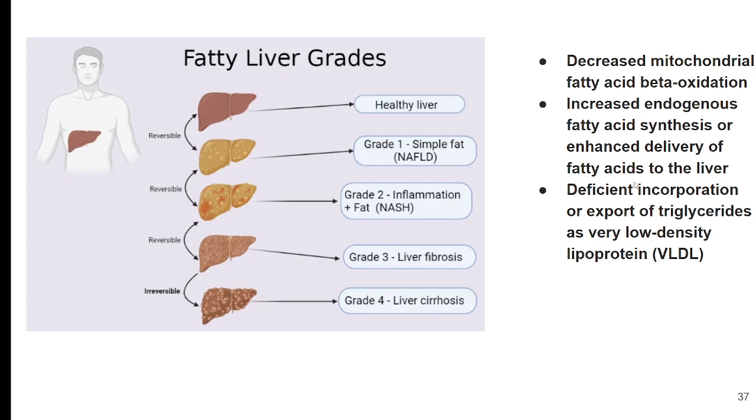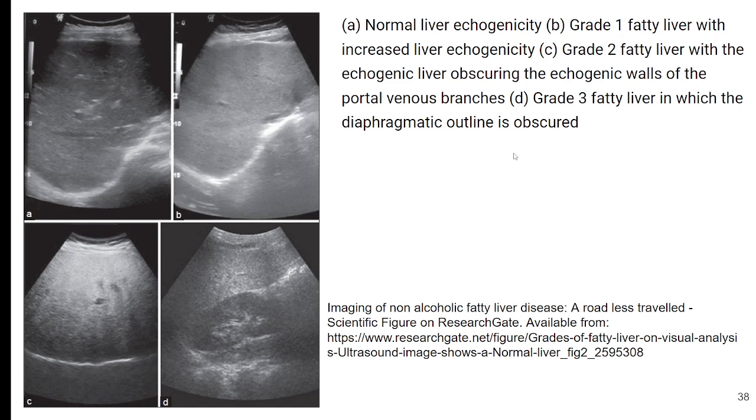Rather, they may be more beneficial than the first category where mitochondrial changes have occurred. Now, fatty liver changes can be graded easily with ultrasonography, and there is a standard protocol of grading into three grades. Grade 1 is fatty liver with increased liver echogenicity, and grade 2 is fatty liver with the echogenic liver obscuring the echogenic walls, that's the portal venous branches.